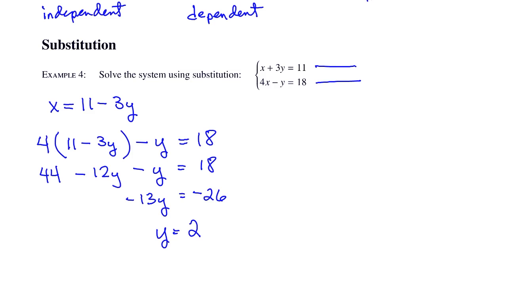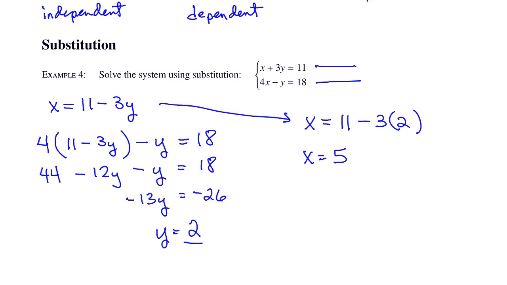Then to find the other half, you do what we call back substituting. And so x is now equal to 11 - 3 times y, but we know that the y is 2. And you get x = 5. So the solution is the point (5, 2).